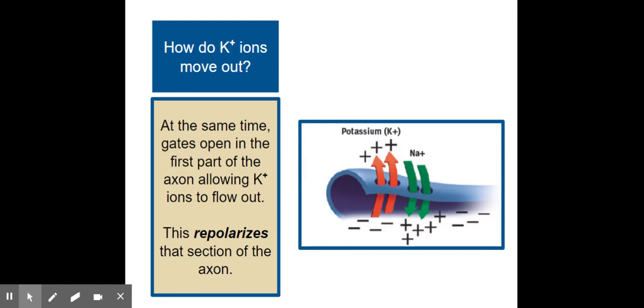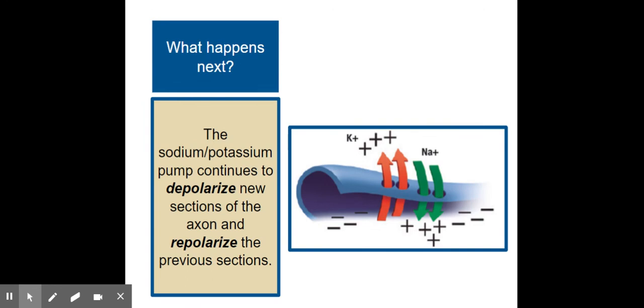So we have to go through a depolarization after firing, and then we go through a repolarization. So that depolarization that happens first, we are getting rid of any kind of those positively charged ions. We're creating an imbalance. All right, so when we repolarize, we're opening those gates to try to balance everything out. All right, so the sodium and the potassium pump continues to depolarize new sections of the axon and repolarize the previous. So basically, guys, like I said, this is a chain reaction.